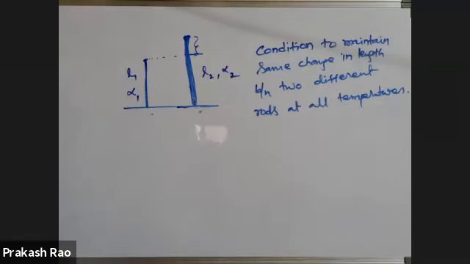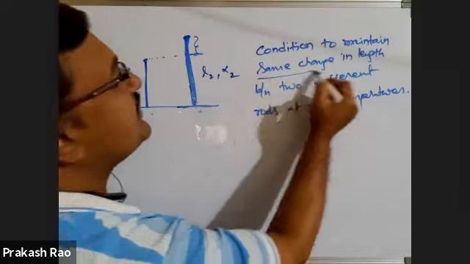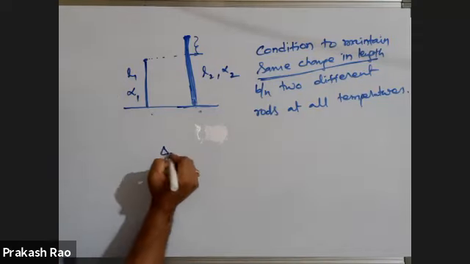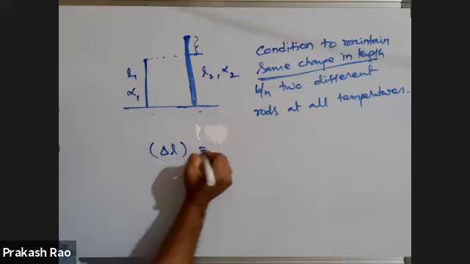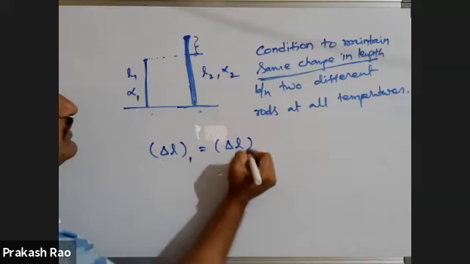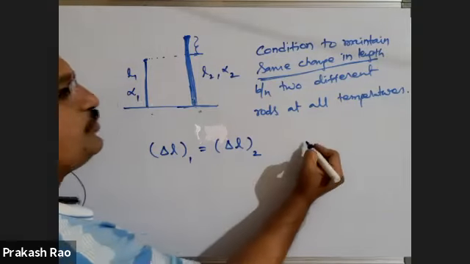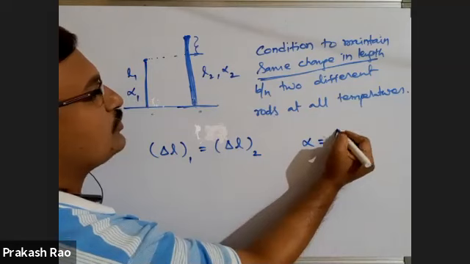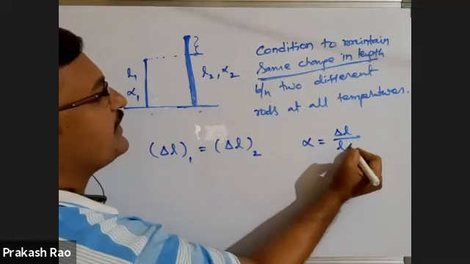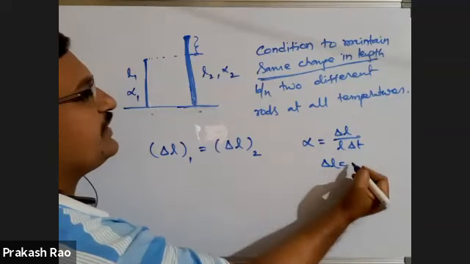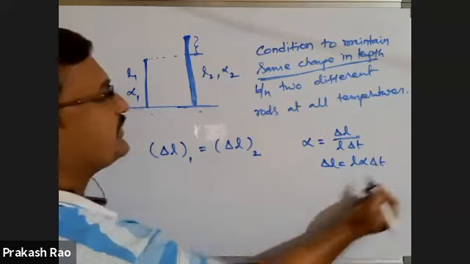So what I want is the same change in length. It means the change in length of the first rod must be equal to the change in length of the second rod. What is the expression for change in length? You know that alpha is equal to delta L by L into delta T. Therefore, the general formula for delta L, the change in length, is L alpha into delta T.